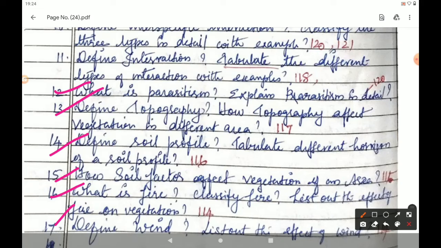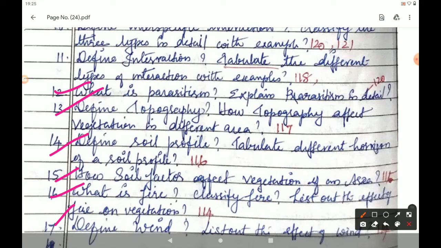The composition of wind: nitrogen 78%, fourth line. That is not needed for the 5 mark question. That point, nitrogen 78% and all, is not needed. But you have to learn and understand this point for 1 mark purposes. Nitrogen 78%, oxygen 21%, carbon dioxide 0.03%, argon and other gases 0.93%. And water vapor, gaseous pollutants, dust, smoke particles, microorganisms, pollen grains and spores are present.